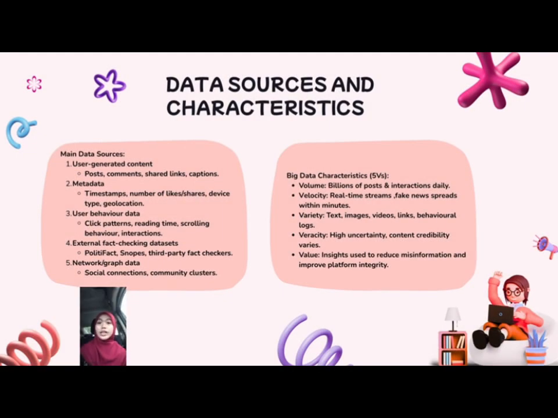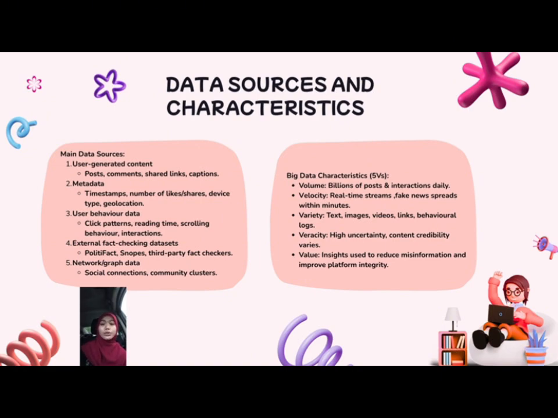In this part, I will explain the main data sources used in our use case and how the 5 V's of big data apply to Facebook fake news detection. Facebook uses several types of data. First is user-generated content, which includes posts, comments, captions, and shared links. This is the primary data used to analyze whether information is real or fake. Second, Facebook collects metadata, such as the number of likes, shares, timestamp, user location, and device type. This helps the system understand how fast a piece of content spreads and how users interact with it.